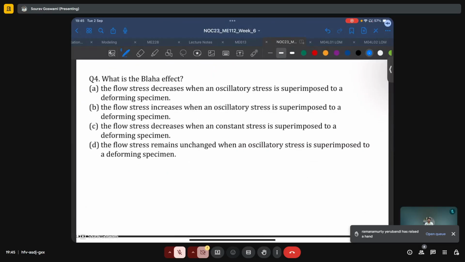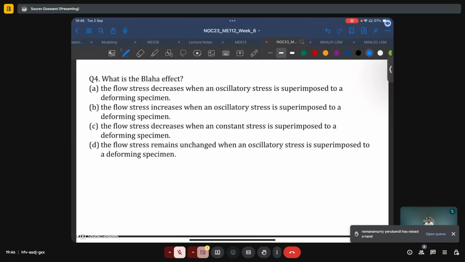Question 4 is asking us, what is the Blaha effect? Is it that the flow stress decreases when an oscillatory stress is superimposed to a deforming specimen? Does the flow stress increase when an oscillatory stress is superimposed to a deforming specimen? Does the flow stress decrease when a constant stress is superimposed to a deforming specimen? Or does the flow stress remain unchanged when an oscillatory stress is superimposed to a deforming specimen?